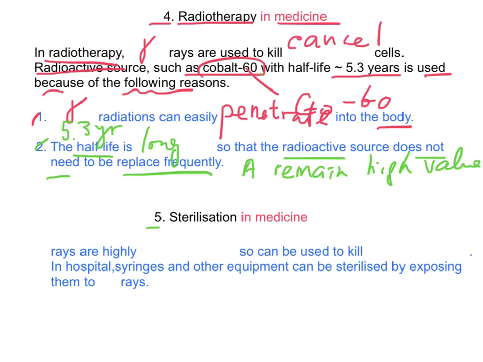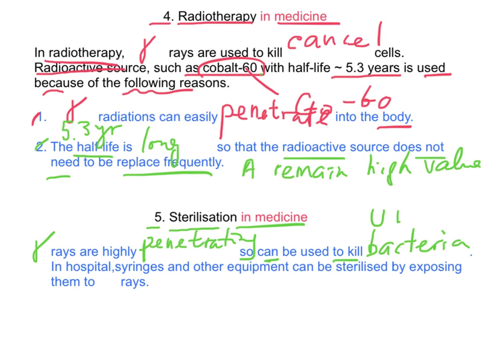The fifth example is sterilization in medicine. Gamma waves are highly penetrating, so they can be used to kill bacteria or virus. In hospitals, syringes and other equipment can be sterilized by exposing them to gamma waves.